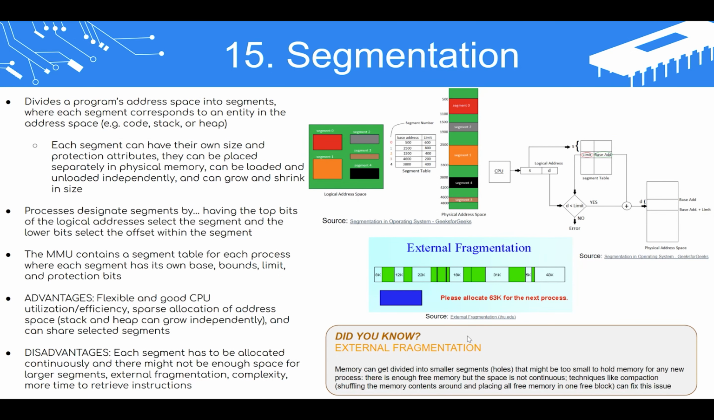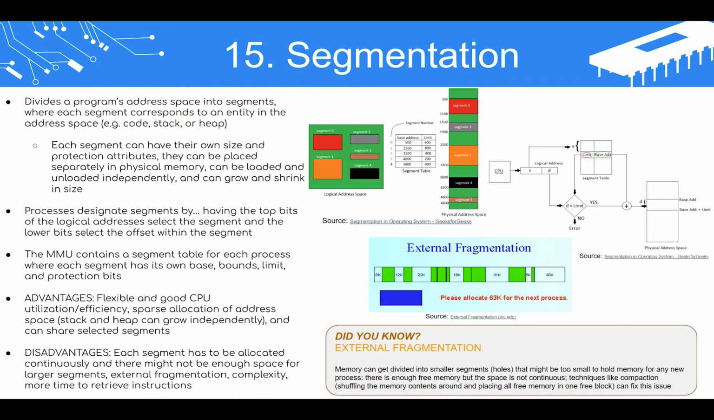So first is segmentation. Segmentation is where a process's address space gets divided into segments. Each segment can have its own size and protection attributes, can grow and shrink independently, and can be loaded and unloaded independently. The top bits of the address correspond to the logical address of the segment, and the lower bits will correspond to the offset within the segment. The MMU will contain a segment table for each process, where each segment will have its own base, bounds, limit, and protection bits. And we can see this a bit in the top left and right image, which shows a more technical look at how this process works.